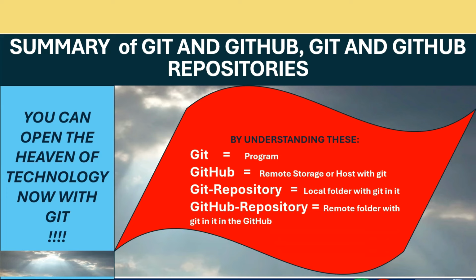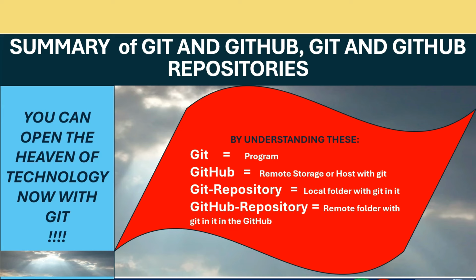So, what is this Git? As I said before, Git is just a program for controlling our version, and GitHub is a remote storage or host with Git inside, and that Git program is everywhere. Now, Git repository is a local folder with Git in it. You can have a local folder locally on your local computer, and also you can have a remote folder remotely in GitHub.